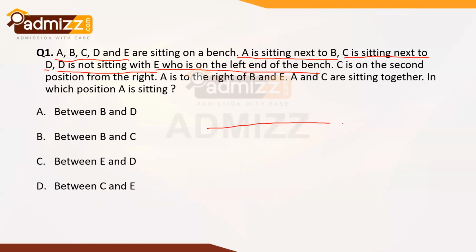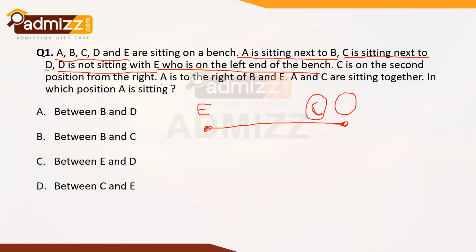So let us quickly make a bench. We have quickly made a bench. And in this bench, what we can see is E is on the leftmost end of the bench. So E is right here. Now C is on the second position from the right. So C should be somewhere around here at the second position from the right. The first position from the right is right this position. And the second position is where C is.